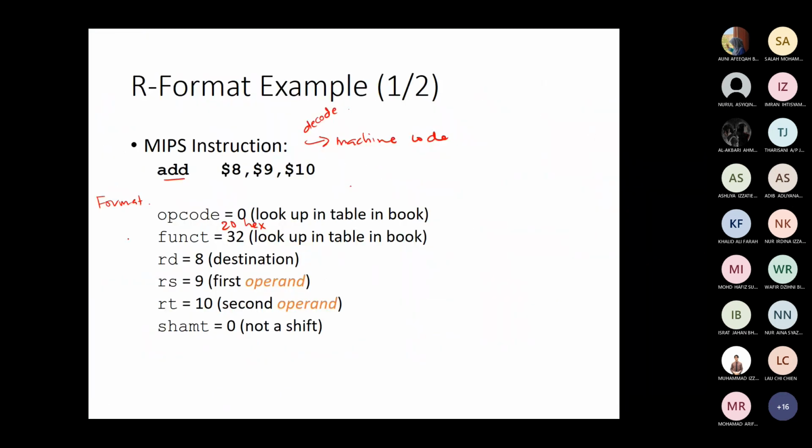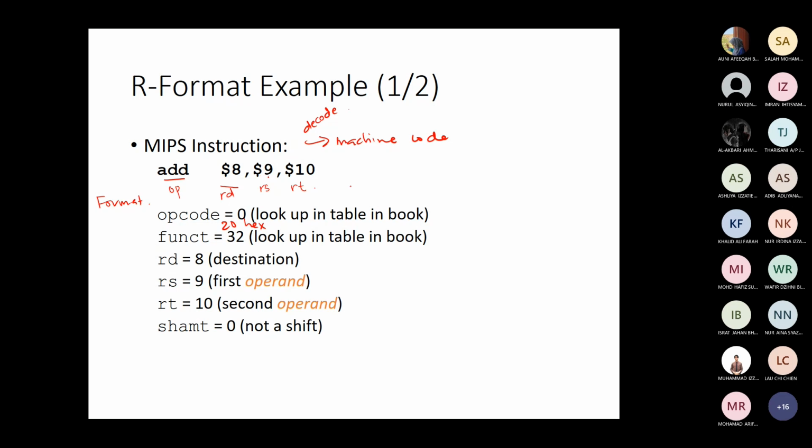Okay, next is the RD. Usually the left one would be the destination, but it depends on the instruction. Because ADD requires two source registers and one destination register, this one becomes RD, this one becomes the opcode, this one becomes RS, and then this one becomes RT.